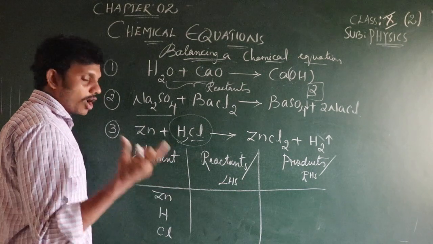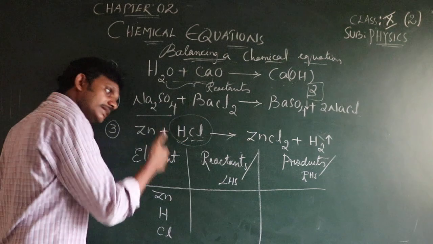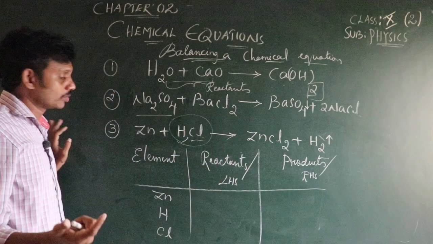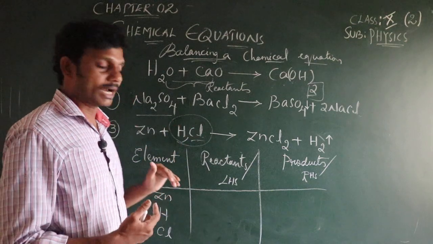Now let's see how many atoms of zinc, hydrogen and chlorine are present in reactants. Let's see how many zinc atoms, how many hydrogen atoms, how many chlorine atoms are there in reactants.